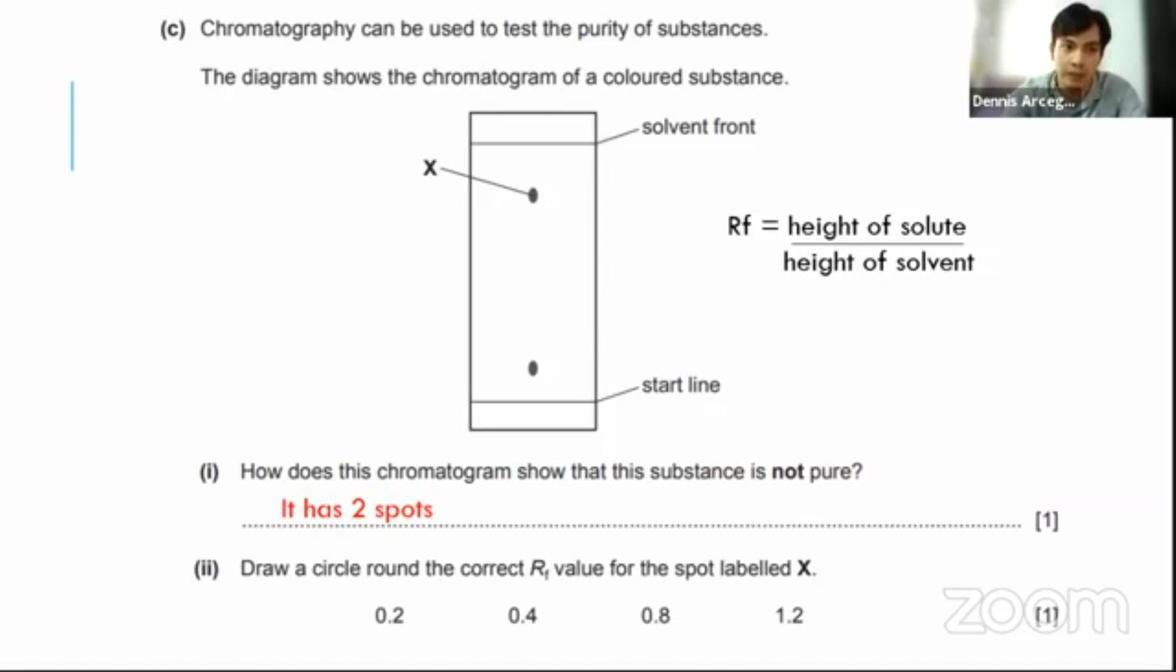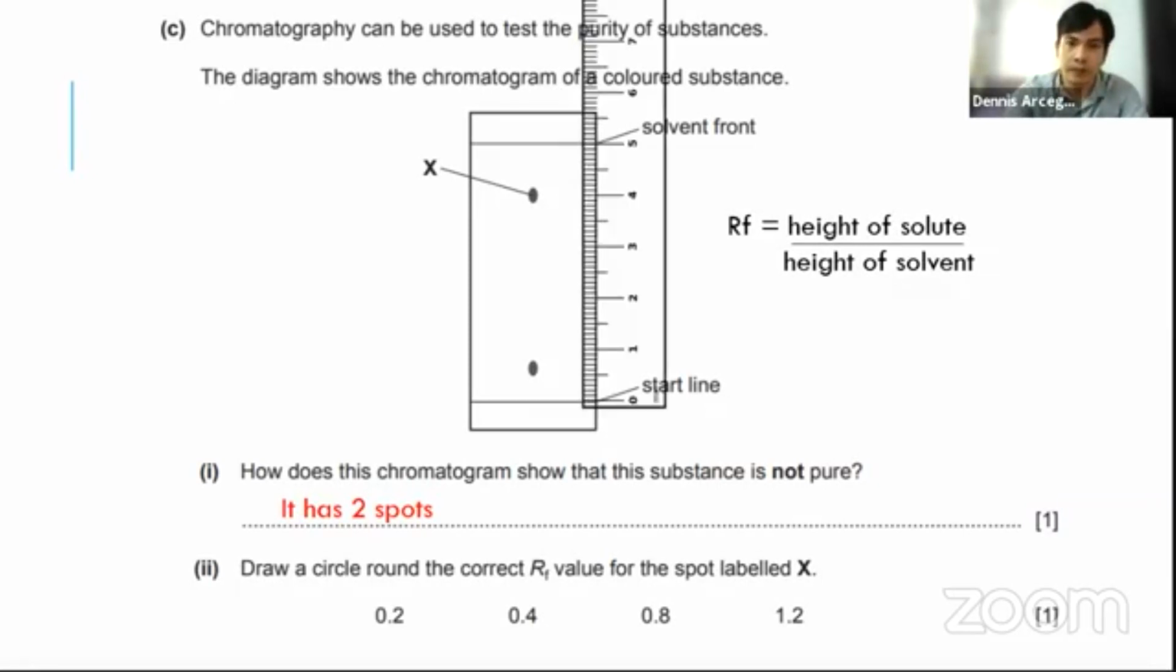So let's try to measure this one using a ruler. Okay, so we have here a ruler. You're going to start measuring from this baseline or start line. Then here you can see it is 4 and then the solvent is 5. So for you to solve this RF or retention factor, RF equals 4 for the solute over 5, which is the solvent. So RF is equal to 0.8.